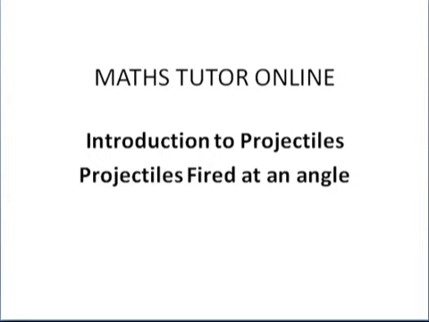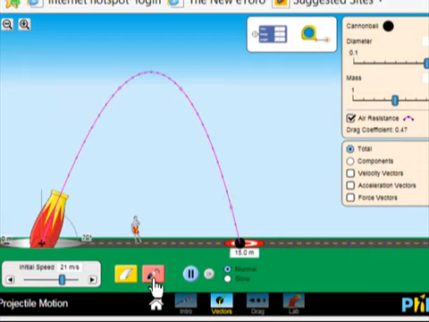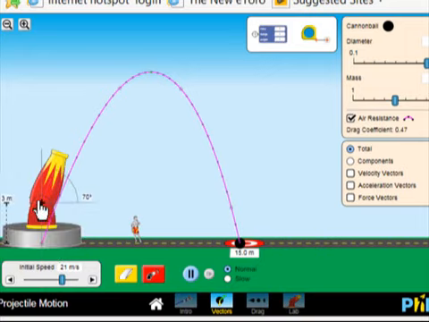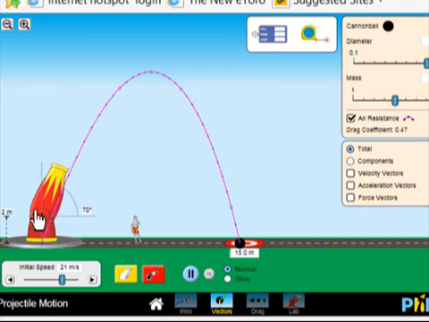We're going to be talking about an introduction to projectiles and projectiles fired at an angle. When we talk about projectiles, we're talking about an object that's fired at an angle, we can call it alpha or theta, to the horizontal, and with an initial velocity, from the ground or even from above the ground, at whatever distance above the ground, is still a projectile.